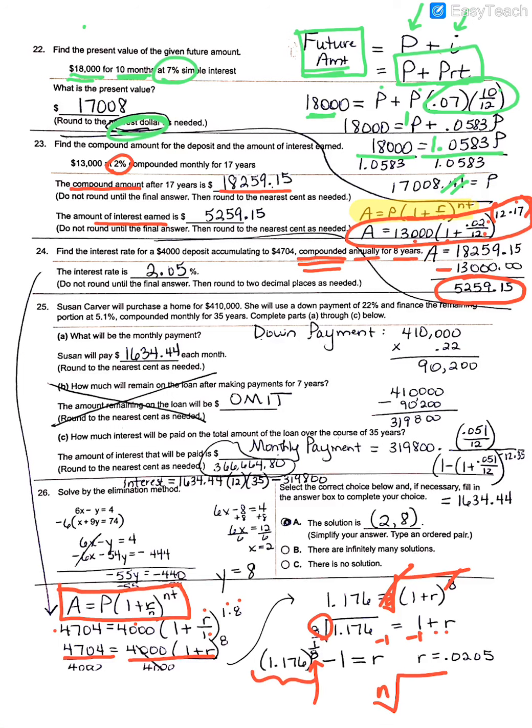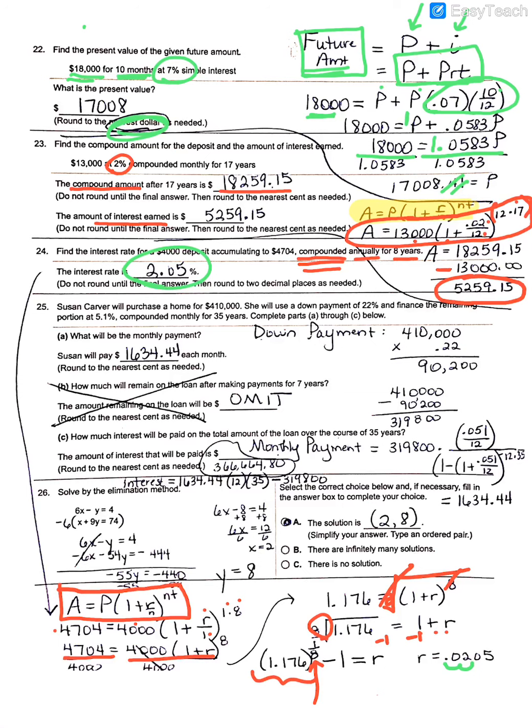So again, I would stop the video and make sure you know how to punch that in and that you're getting the same answer that I did here. So the R ends up being 0.0205, but since they want your answer in percent form, when you go from decimal back to percent, you actually move that decimal 2 places to the right. So that's where I'm getting the 2.05%.